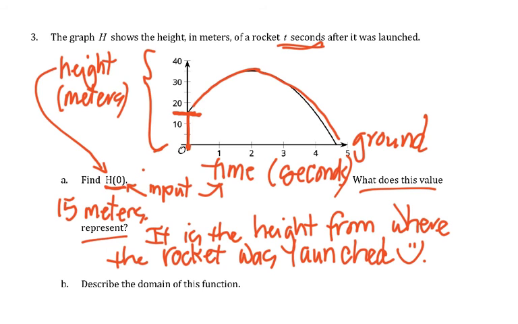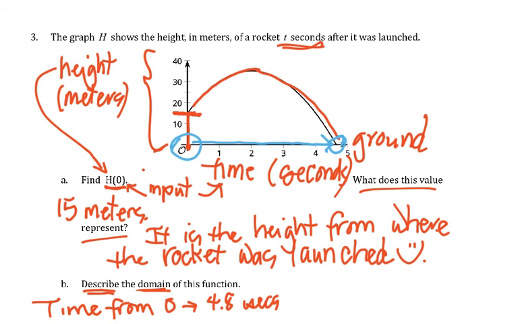So now it says describe the domain. So in words, what can you say about the inputs? So we know that the inputs are all time. We know that. All right, and the time from what? Read the graph. I'm going to circle it in blue. The time from here all the way to here until it hits the ground. So time from 0 up until what? 4.8 seconds?